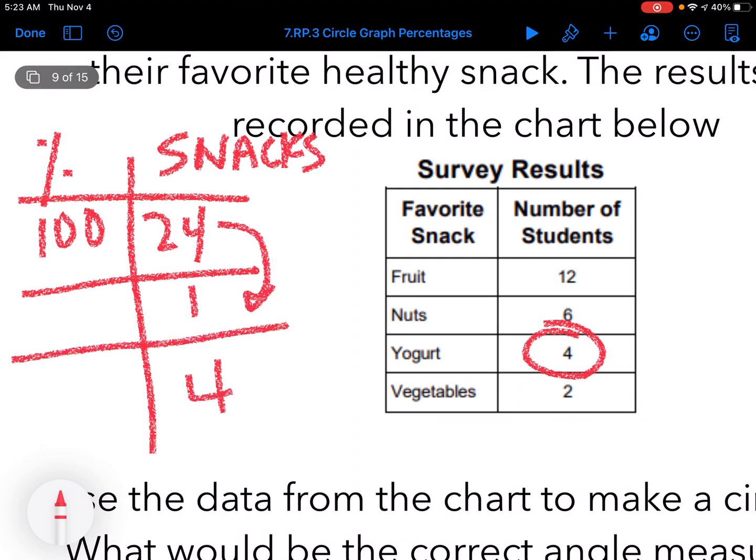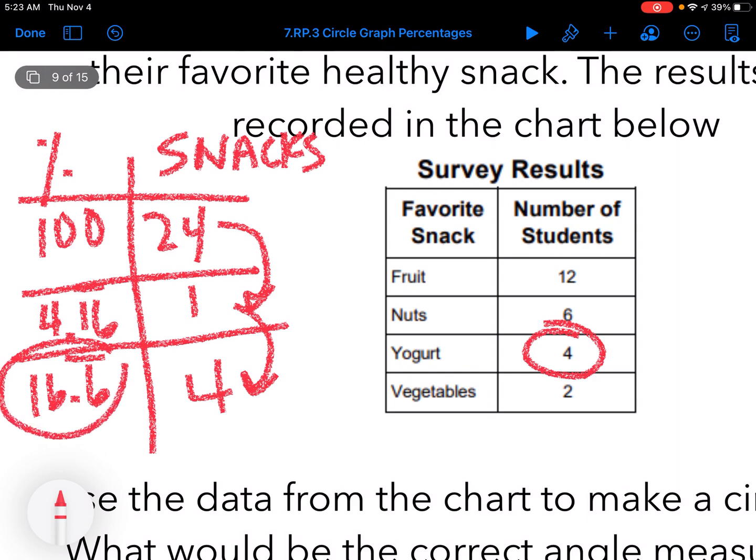So I'm going to divide by 24. So 100 divided by 24 gets me 4.16 repeating. I'm not going to clear my calculator. I'm going to multiply by 4. And I get 16.6 repeating. So I know that's my percentage.